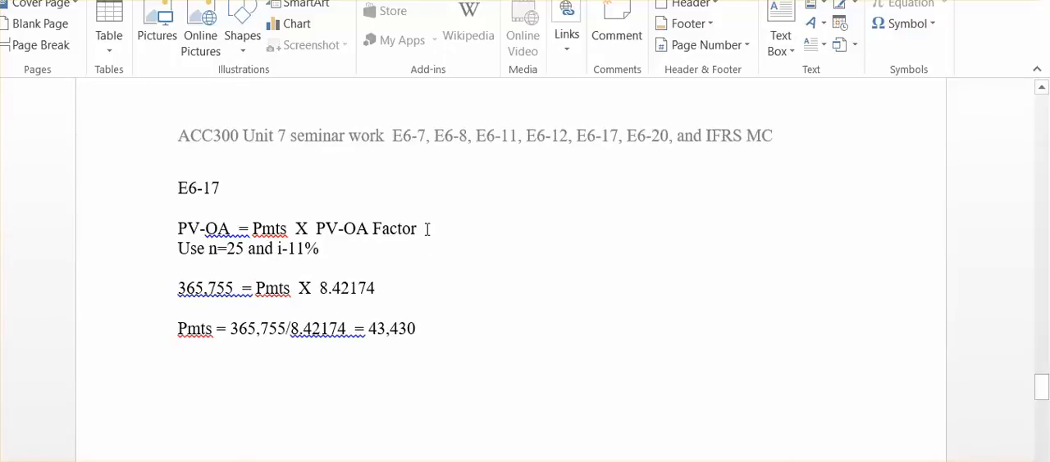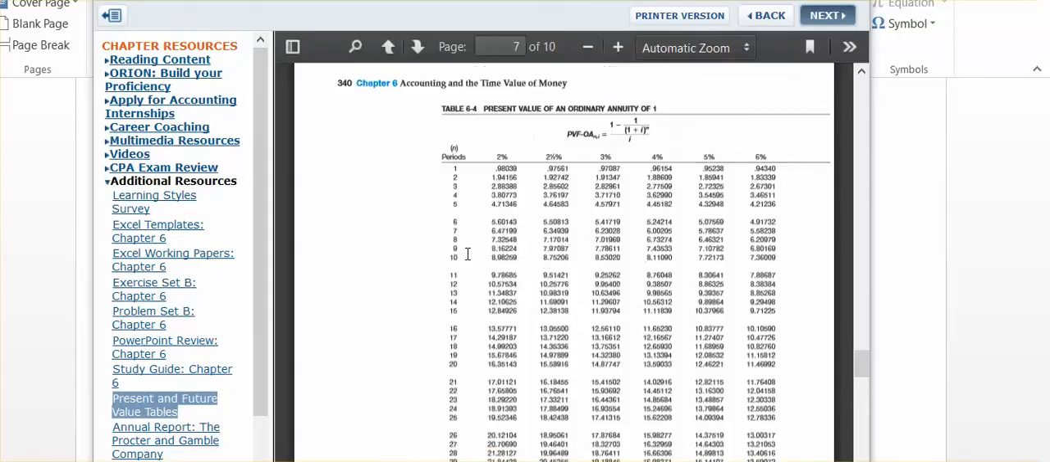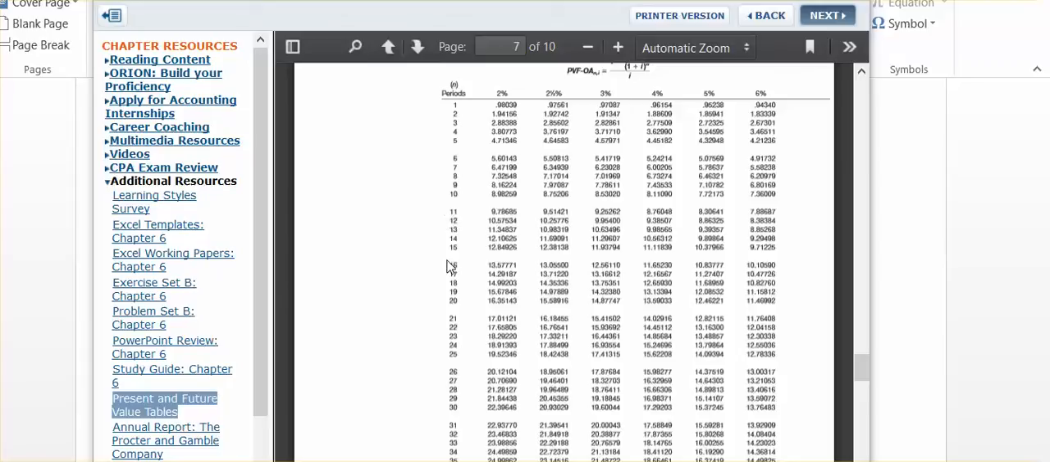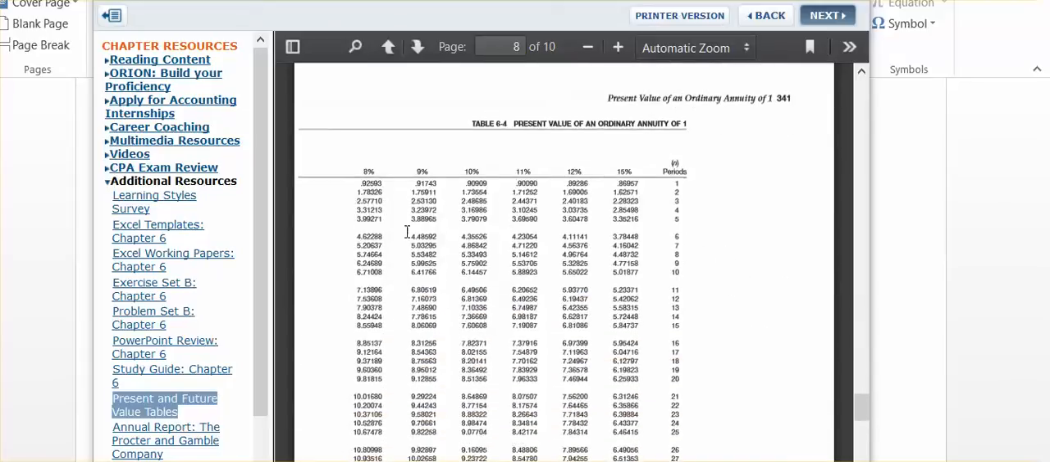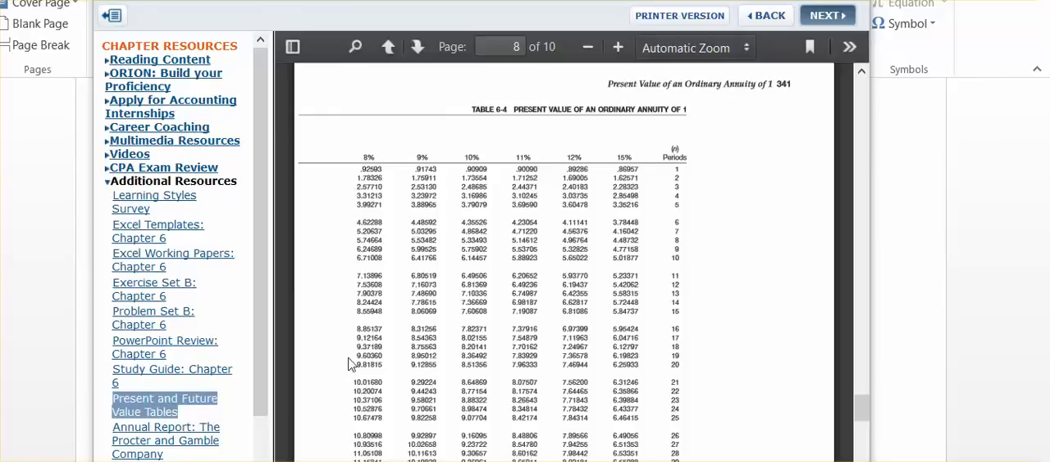So if we go to table 6-4, okay, and we want to find what the factor is. So we're in table 6-4. We need to go down to 25 periods, and we need to go over to 11%. So we need to go to the next page. So that's 5, 10, 15, 20, 25, and we need to get to 11%. So if I come over to 11%, 5, 10, 15, 20, 25, and 11% gives me the 8.42174.